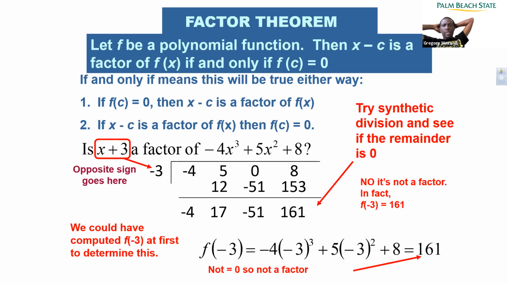2 might work. Let's see if 2 works. So let's plug in 2 into this polynomial. -4 times 8 is -32. And then -32 plus 8 is -24. Yeah, 2 doesn't work. Apparently nothing works in this polynomial. No rational number works, at least.